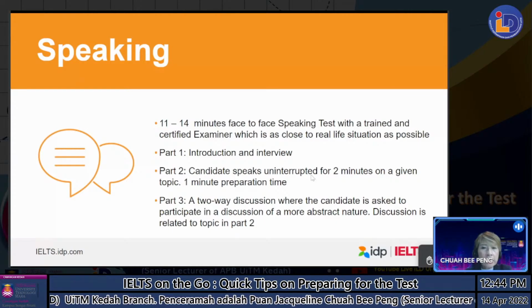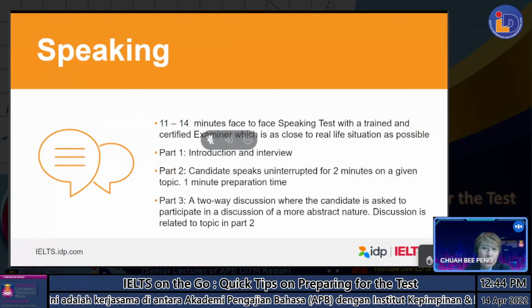Candidate speaks uninterrupted for 2 minutes on a given topic. You cannot choose the topic. The examiner will choose for you. And you have 1 minute to prepare what you want to say. No time for you to write everything out, so you can only write an outline. Usually you just come up with about 2 to 3 main points, and for each point, you extend it. You explain, you describe, to fill that 2 minutes of solo.